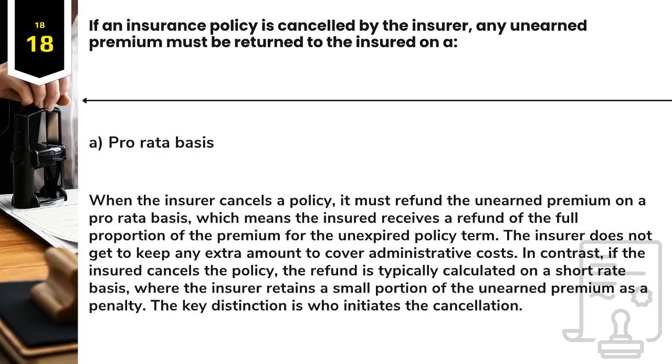Answer: A. Pro rata basis. When the insurer cancels a policy, it must refund the unearned premium on a pro rata basis, which means the insured receives a refund of the full proportion of the premium for the unexpired policy term. The insurer does not get to keep any extra amount to cover administrative costs. In contrast, if the insured cancels the policy, the refund is typically calculated on a short rate basis, where the insurer retains a small portion of the unearned premium as a penalty. The key distinction is who initiates the cancellation.